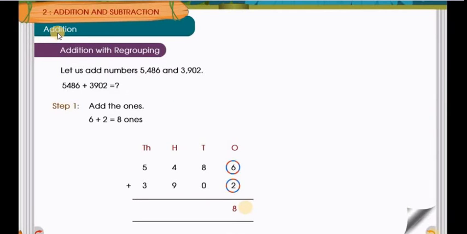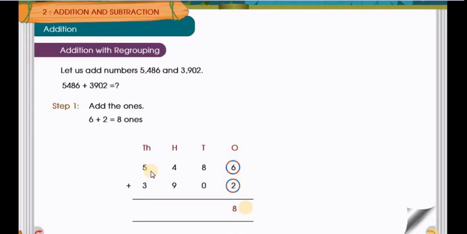So children, let us start addition. Addition with regrouping. So let us add numbers. Here, if we add 5486 plus 3902, what are we going to get?